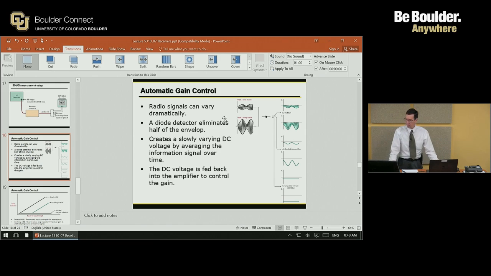We also have what's called an automatic gain control in receivers. Why would I want an automatic gain control in my receiver? The signal's always changing. That's right.